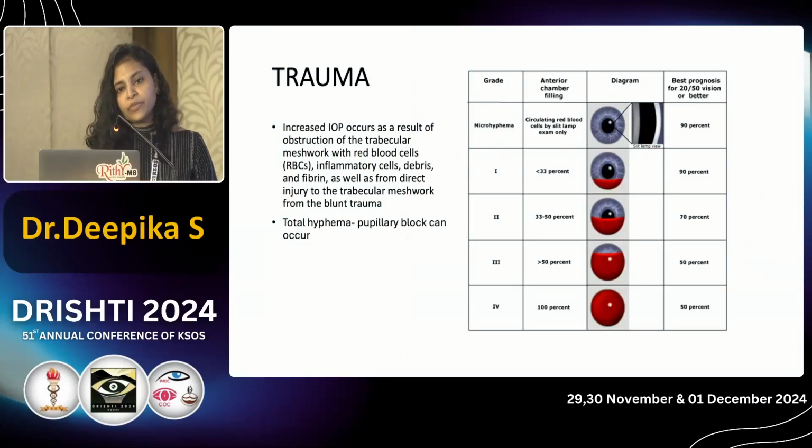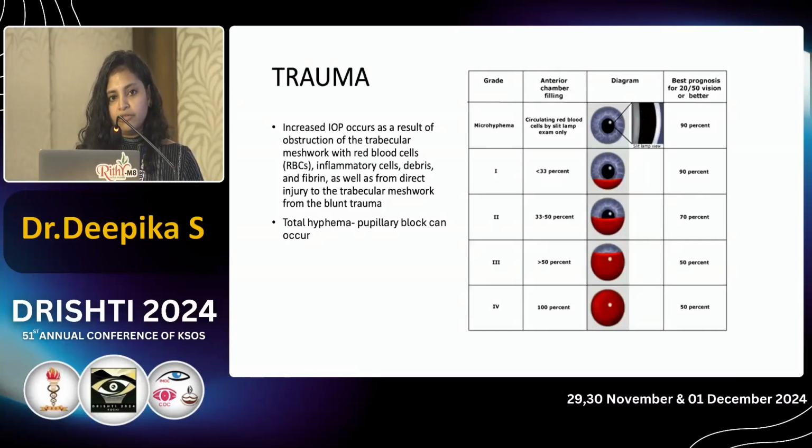Coming to trauma, especially blunt trauma, there is hyphema, where there are dispersed RBCs in the anterior chamber, which can clog the trabecular meshwork directly, or the inflammatory debris and fibrin can clog the trabecular meshwork, or there can be a direct injury to the trabecular meshwork, which can increase the IOP. There can be many mechanisms, but the patient presents with acutely high IOP and a loss of vision. And in hyphema, the prognosis depends upon the level, the grade of hyphema.